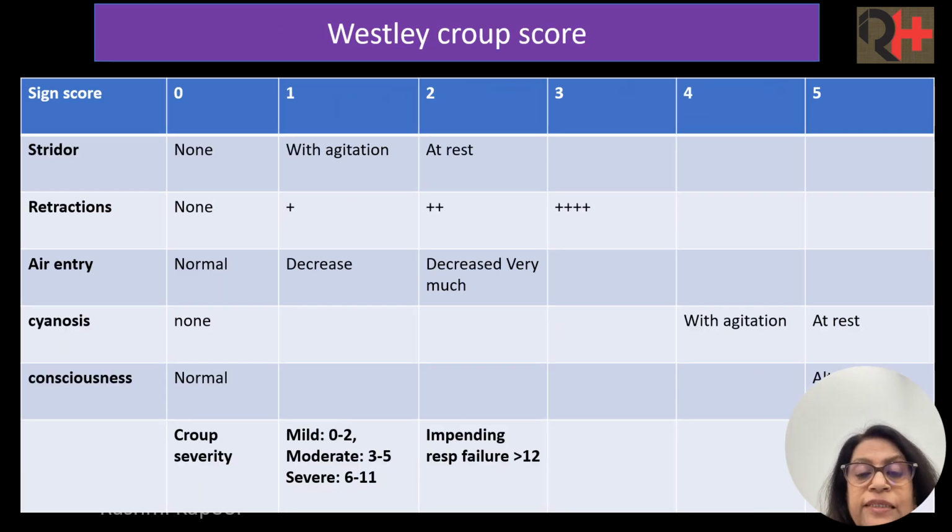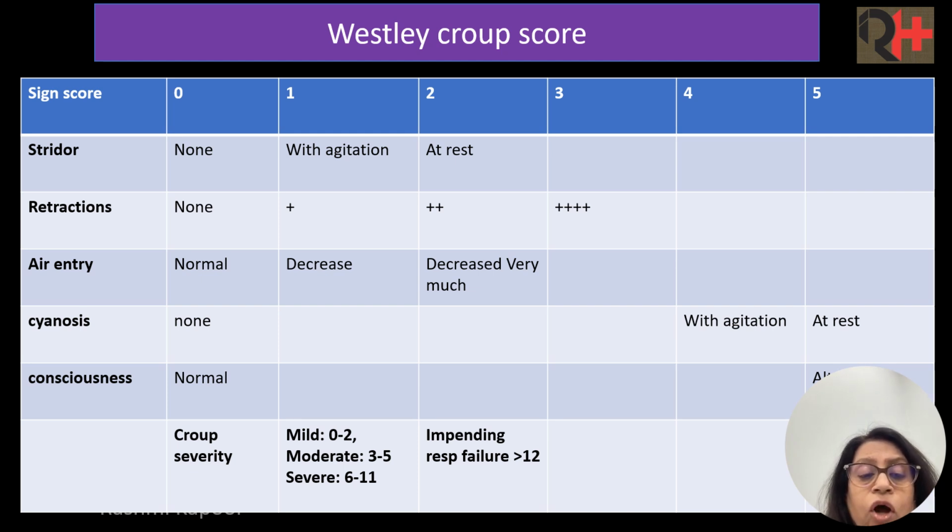Now, quickly about Westley's Croup score. It has a score of 5 and it takes 5 parameters: stridor, retraction, air entry, cyanosis, and consciousness. If stridor is not present, the score is 0. If stridor is present with agitation, the score is 1. And if the stridor is present at rest, the score is 2. Retractions, if there are none, the score is 0. If they are minimal, then the score is 1. If they are a little more, the score is 2. And when retractions are severe, then the score is 3.